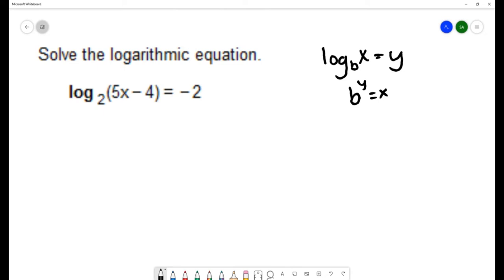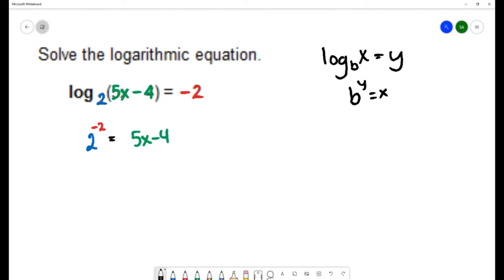And so we're going to write this in our exponential form. We have a base of 2, and that's going to be the base of our exponential. The log always equals the exponent, so we're going to have an exponent of -2. And this expression will equal the expression inside the logarithm, so that's 5x minus 4. So we've converted this log equation to the exponential equation of 2 to the -2 equals 5x minus 4.